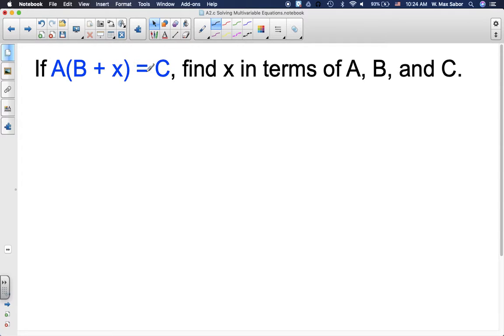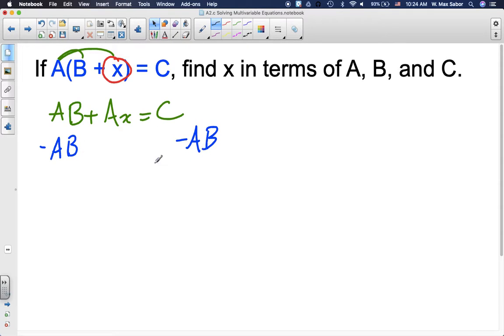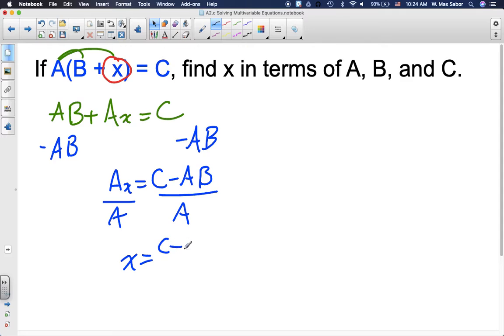If a times b plus x equals c, find x in terms of a, b, and c. So what we can do is we distribute in a, so we get ab plus ax equals c. Subtract ab from both sides. And then we get ax equals c minus ab. Lastly, divide by a. X equals c minus ab over a.